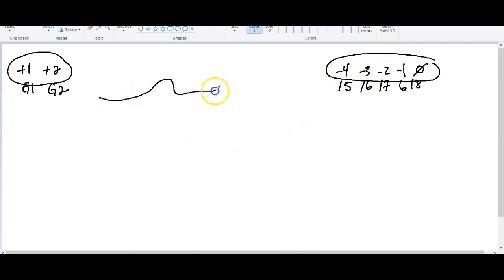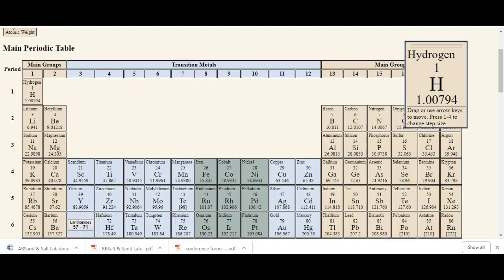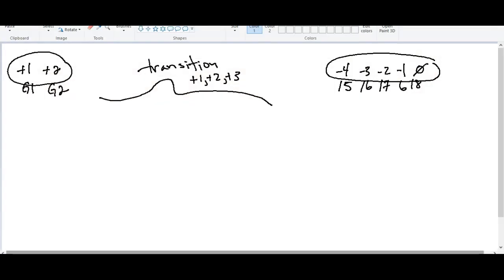I could even put a little curly thing and say in the middle are my transition metals, and they're going to be either a +1, +2, or a +3. So feel free when you get into a test to just jot down some things that are going to be helpful for you as you are working on the test. So that's about what the ionic charges are for the atoms on the periodic table.